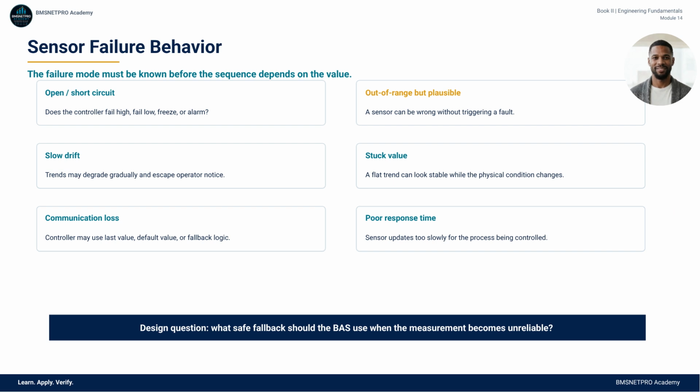Every sensor-dependent sequence should have a known failure behavior. What happens if the sensor is open, shorted, out of range, frozen, drifting, or lost on the network? Some failures are obvious. Others are dangerous because the value remains plausible. A humidity sensor that slowly drifts high may cause unnecessary dehumidification. A pressure value that freezes during communication loss may keep a fan running with false confidence. For important measurements, define the fallback behavior, alarm the condition, and document how the system should respond when confidence is lost.